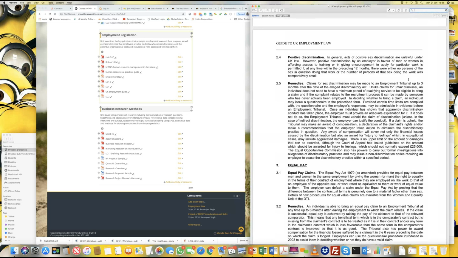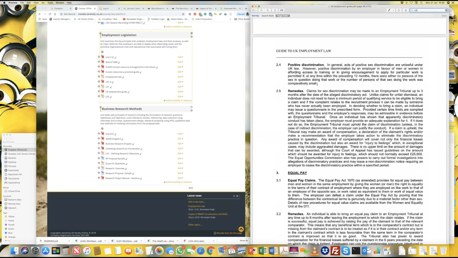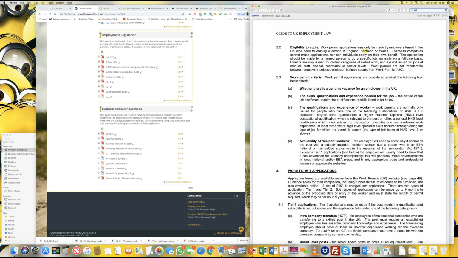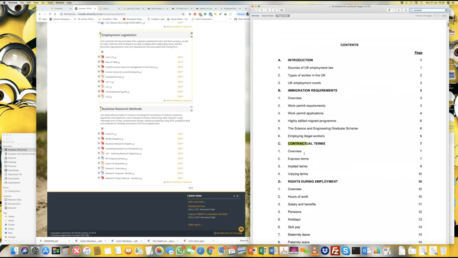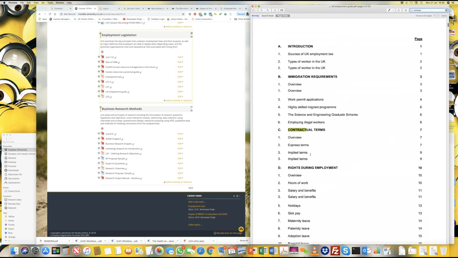And the other one, when we look at the contract, is that you could study the contractual terms, which is in section C from pages 7 to 10. What are the terms of the contract? Why does the contract need to be made? What are the express terms, implied terms, and varying terms? Okay. Good stuff.